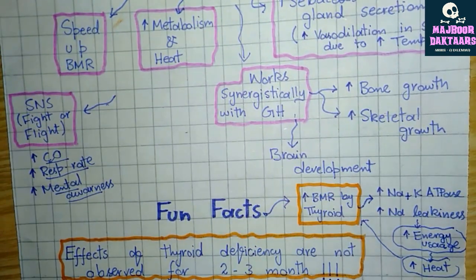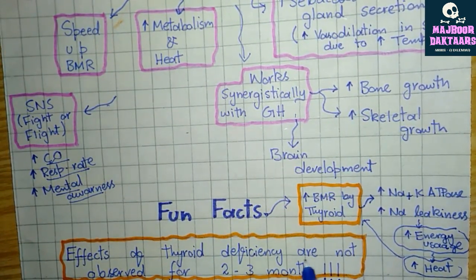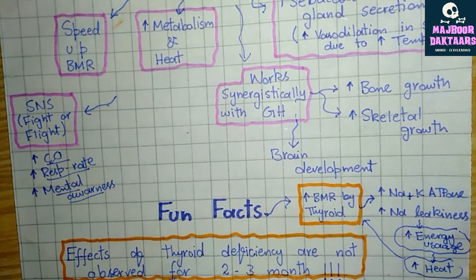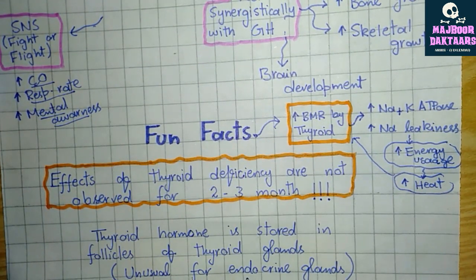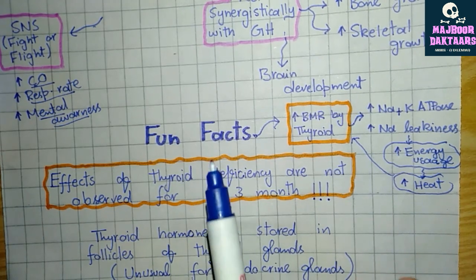Another fact is that the effects of thyroid deficiency are not observed for at least 2 to 3 months. Now, we should keep in mind that it is not a property of endocrine glands to store their hormones. But why are the effects of thyroid deficiency not observed for 2 to 3 months? The answer is the thyroid. It is an unusual ability of the thyroid as an endocrine gland that thyroid hormone is stored inside its follicles for a supply of 2 to 3 months.